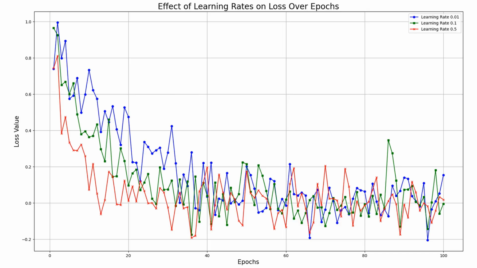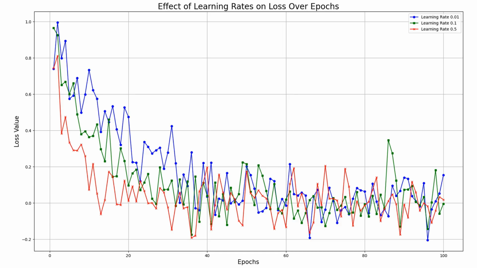The displayed figure, titled Effect of Learning Rates on Loss over Epochs, illustrates the changes in loss values over 100 epochs for 3 different learning rates. Each learning rate is represented with a distinct marker and color: blue circles for learning rate 0.01, green squares for learning rate 0.1, and red X's for learning rate 0.5.